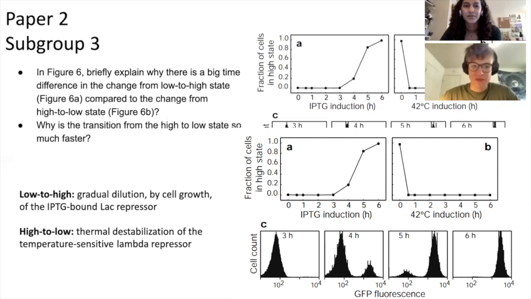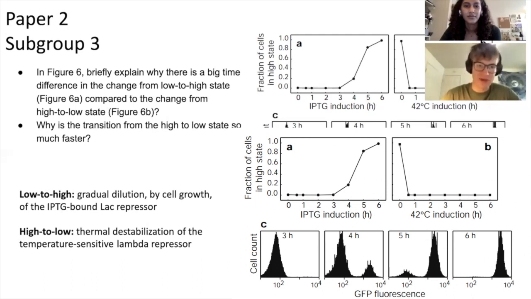The transition from the low to high state relies on the gradual dilution by cell growth of the IPTG bound lac repressor, which causes the cells to switch from the low state to the GFP producing state. And this takes a lot of time. It takes about 6 hours for this to fully complete.